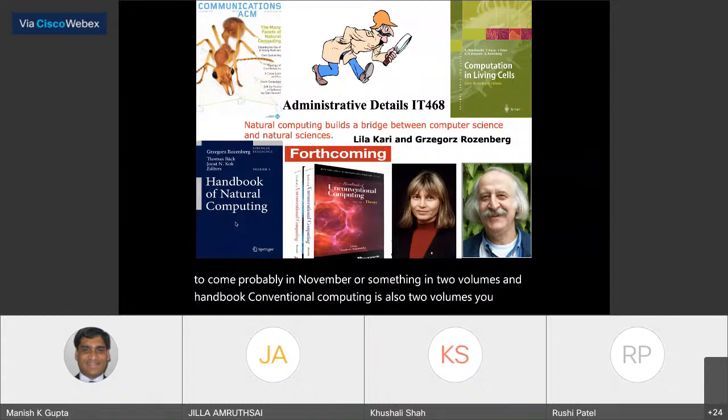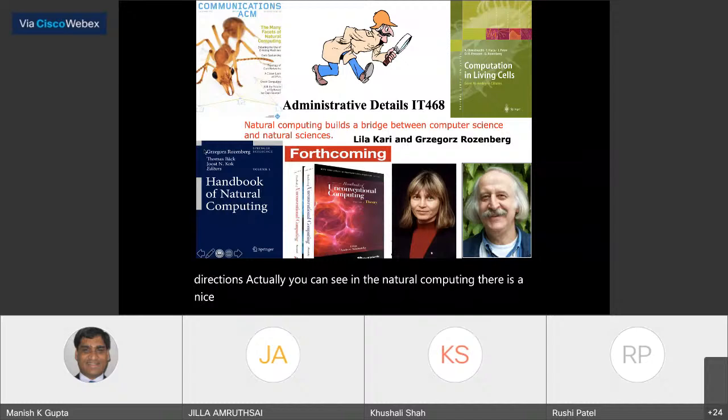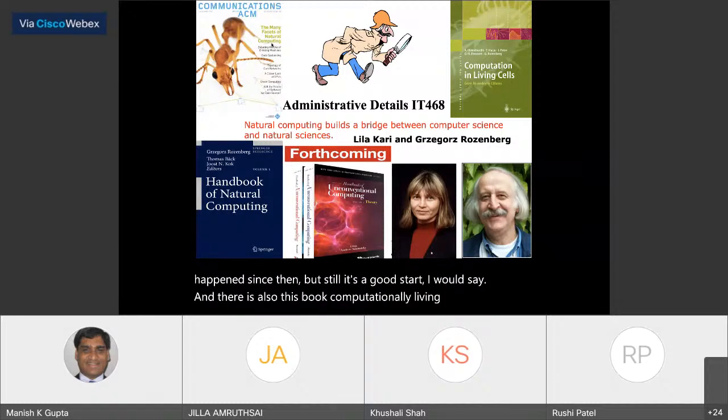These two books have plenty of examples from nature, and you can see the directions in natural computing. There is a nice paper written by Leela Kari in Canada, The Many Faces of Natural Computing, which appeared in Communications of the ACM, which will give you a nice overview of the area. Of course, it is a bit old now, and plenty of things have happened since then, but it's a good start. And there is also this book, Computation in Living Cells, on how living cells can do computation.